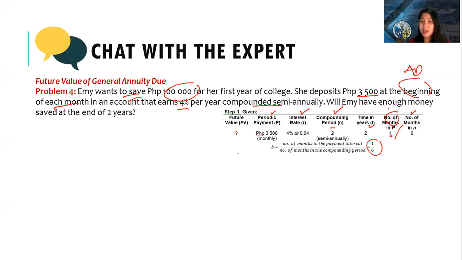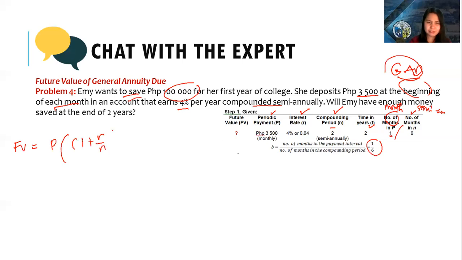If you see, the payment is done every month, while the compounding is semi-annual. They are not the same. So we have general annuity, and at the beginning, we have the general annuity due. So let us solve for the future value of a general annuity due.